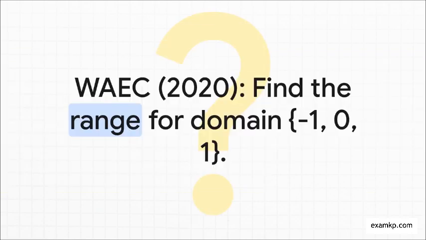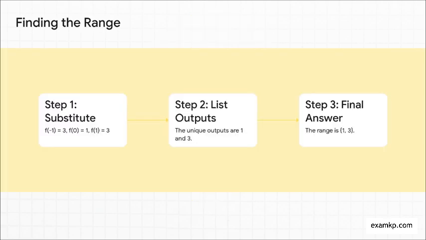A little more involved, from a 2020 WAEC paper. Our function is 2x squared plus 1. This time, they give us a whole set of inputs. Our domain is -1, 0, 1. Our job is to find the entire set of outputs, the range. So we just run the process for each number.